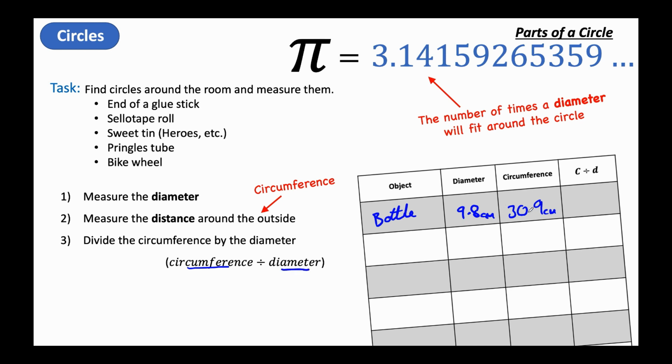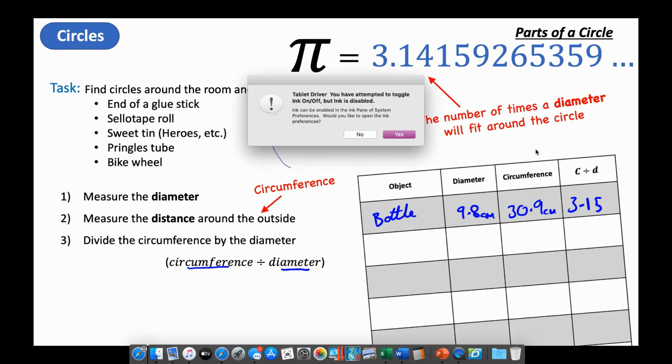So I would do, with my example, 30.9 divided by 9.8, and then write down just maybe the first couple of decimal places here. So 3.15. And write that down in the circumference divided by diameter bit.